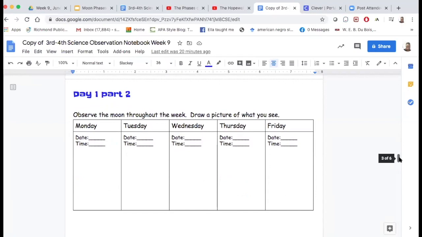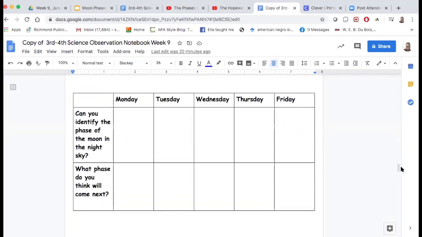And as you're doing that, I want you to also think about, can you identify the phase of the moon in the night sky when you see the moon on Monday, Tuesday, Wednesday, Thursday, and Friday? And what phase do you think will be next? Now, maybe you don't know a whole lot about the phases of the moon, and that's okay. But if you want to take a guess at it, or if you do know some things about the moon, you can write that down. And we will talk more about this on Wednesday.